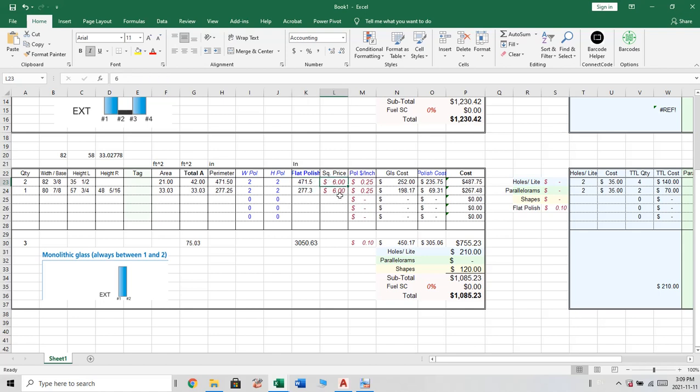For example, if this glass is $6 per square and the polish is 25 cents per inch. Then your basic glass cost will be square footage times unit price. Also, your polishing cost, we're using flat polishing linear inches times 25 cents per inch. You get total polished prices. So your total price will be basic cost plus polishing costs.